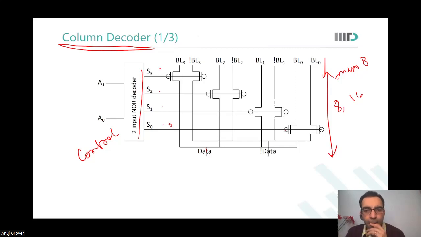Sir, which one would be better, the first column decoder or the second column decoder? It depends on your project goals, Prince. If the project goal is density, then the second becomes the preferred column decoder. If the project goal is speed, then this could be the decoder of choice. Okay, got it. I am giving you examples. This is one, this is another, this is another.